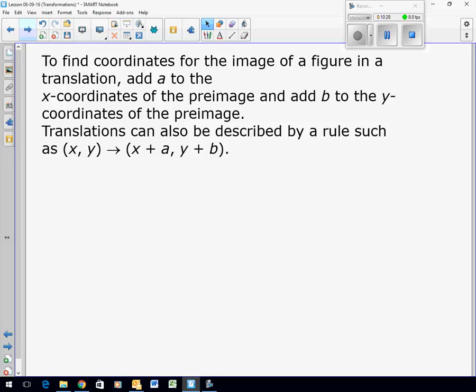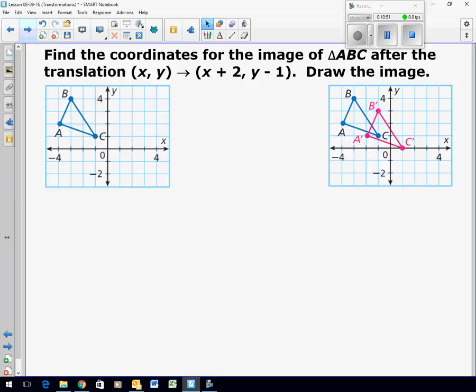You'll have your coordinates A, B, and C. Add 3 for all the X values. Subtract 4 for all the Y values. And you'll get A prime, B prime, C prime. Let me show you an example before I cut you loose today. Here's an example of a translation that you're going to see today. Find the coordinates for the image of triangle ABC after the translation (x, y) such that I add 2 to the X coordinates and I subtract 1 from the Y coordinates. Draw the image.